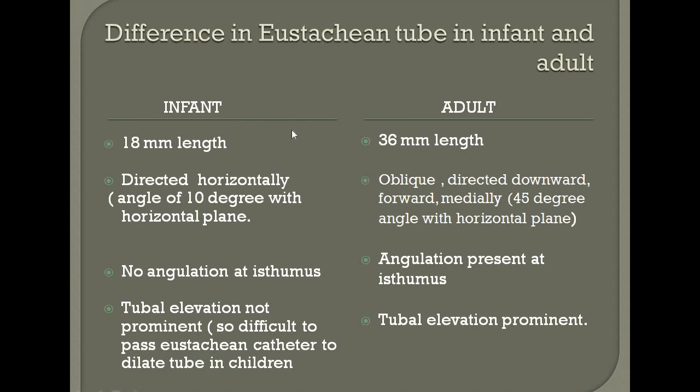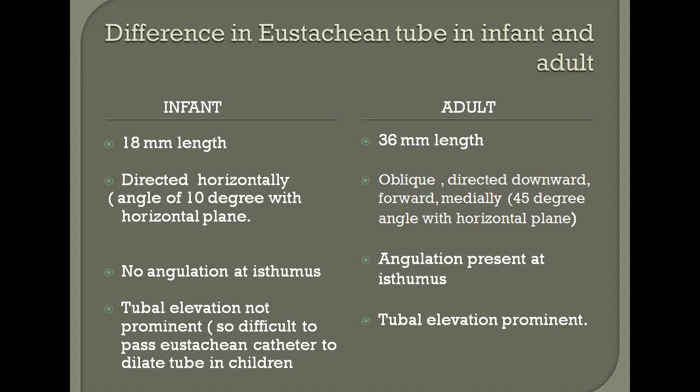Coming to the difference in eustachian tube in infant and adult. In infants, the length is half of that in adult, that is around 18 mm, while in adult it is 36 mm long. In infants, it is directed horizontally, while in adults it is directed downward, forward, medially, making an angle of 45 degrees with horizontal plane. There is no angulation at isthmus in infant, while angulation is present at isthmus in adult.